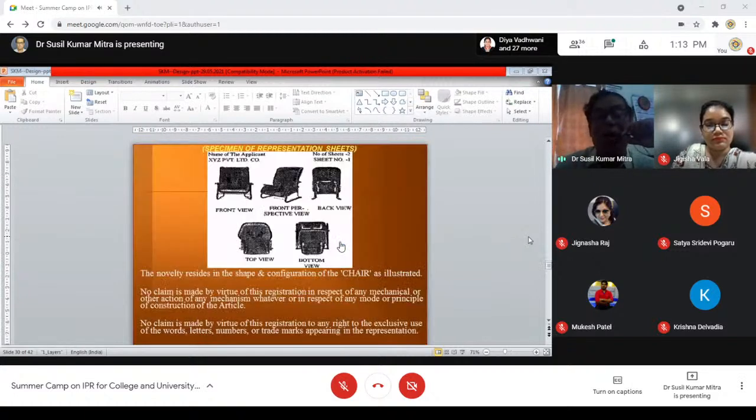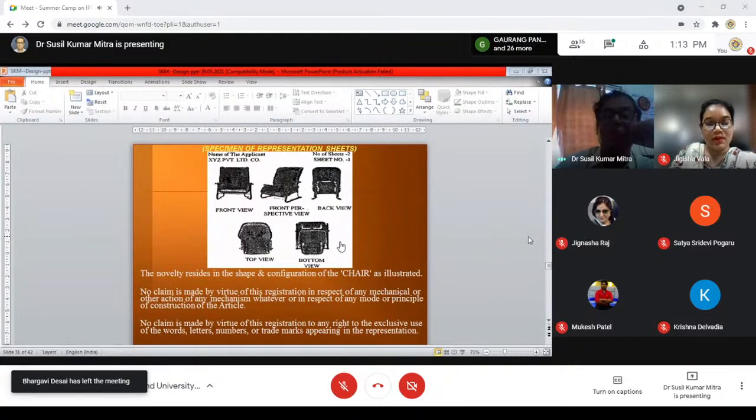In the case of the chair, you see the front view, perspective view, back view, top view, bottom view are given. And the novelty resides in the shape and configuration of the chair as illustrated, and the disclaimer statement as given.